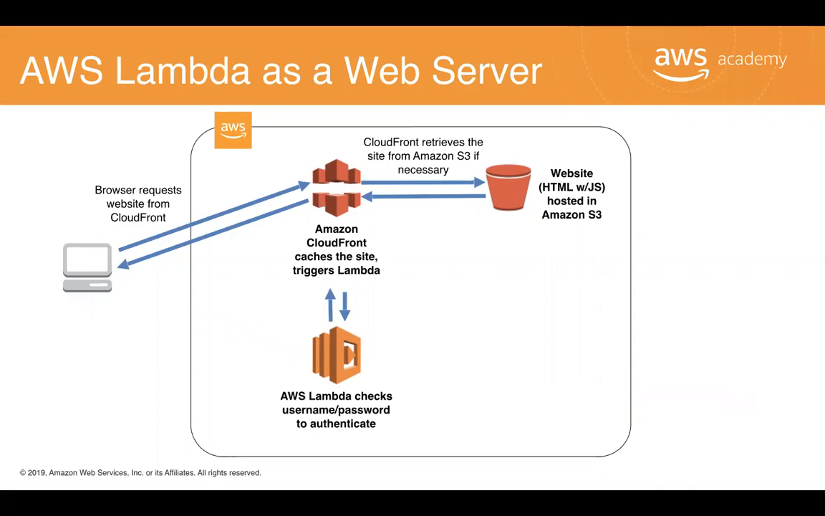And here's an example of the architecture that we're going to build. The browser requests the website from CloudFront. CloudFront retrieves the site from S3, where there is an HTML file with JavaScript hosted in the S3 bucket. But at an intermediary step, before going back to its backend, CloudFront caches the site and also triggers Lambda each time it gets called, and it will not serve content back until it receives the username and password to authenticate that was programmed into the Lambda function. So this is what we're going to build right now using these three services.